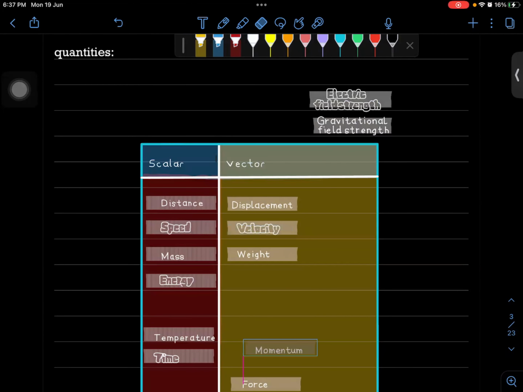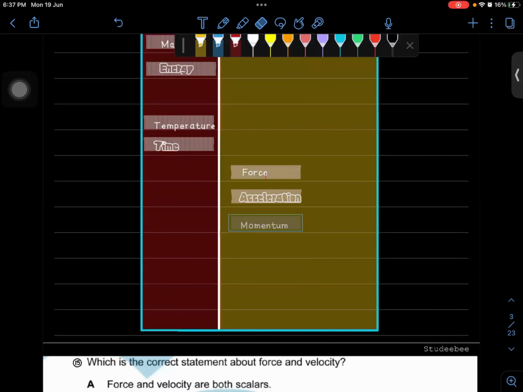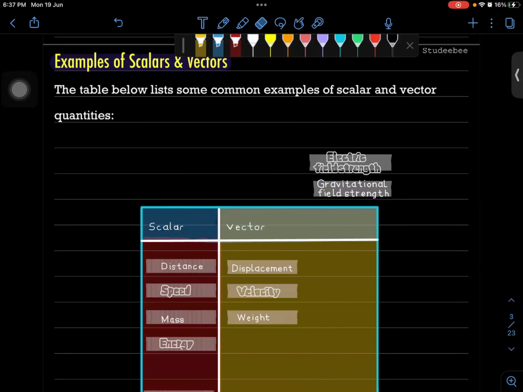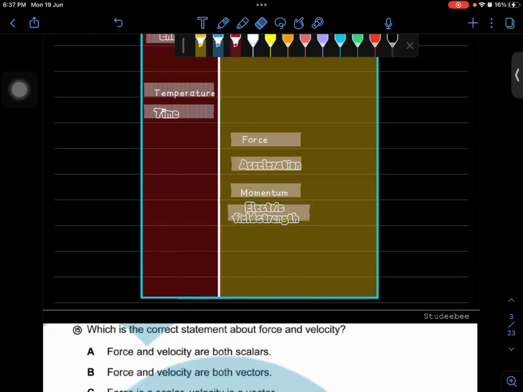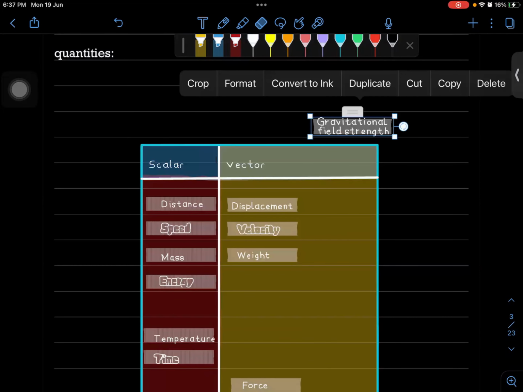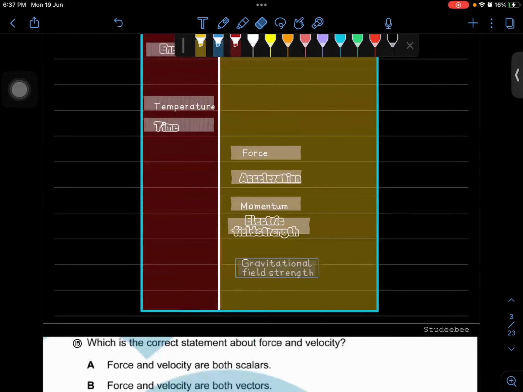Next we have momentum. शायद आपने ये terms ना सुनी हो, that's why I'm doing it myself. Yes, right miss, I've now heard. Next we have electric field strength. It is also a vector. Next we have gravitational field strength. It is also a vector.